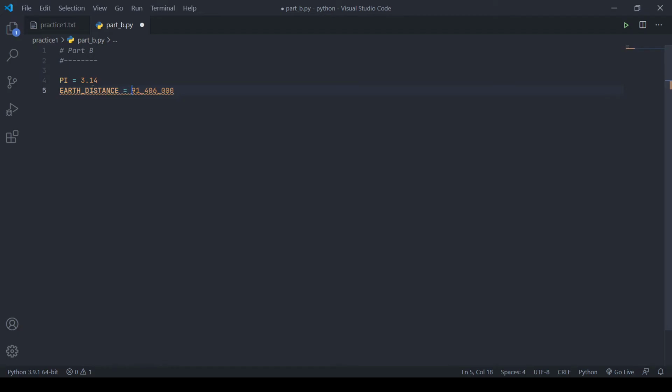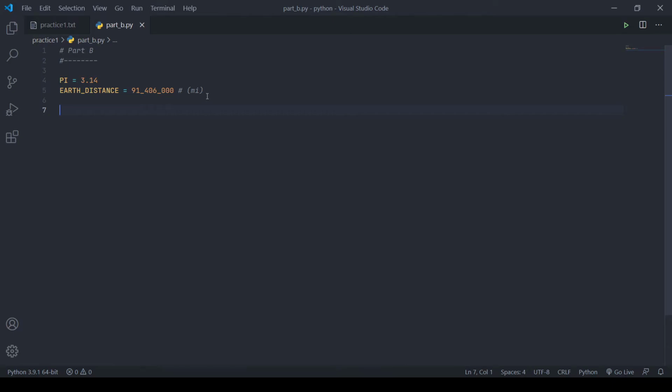Because this is actually a constant too, right? This never changes. If we're assuming that this is a circular orbit, then this is never going to change. It's always going to be 91,406,000 miles away. And I'll leave a note here, I'll make it like this is miles just so people know. So let's go ahead and get to calculating.